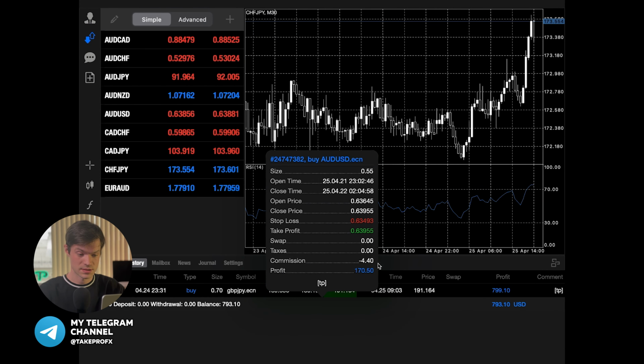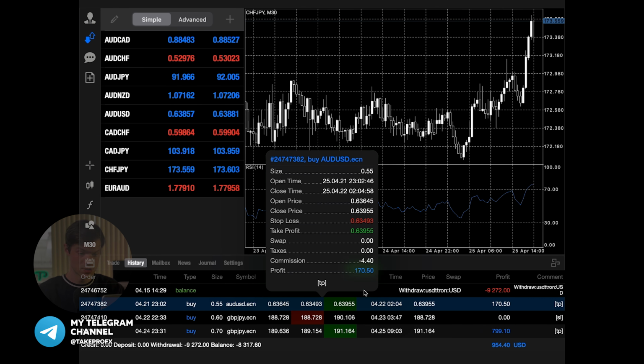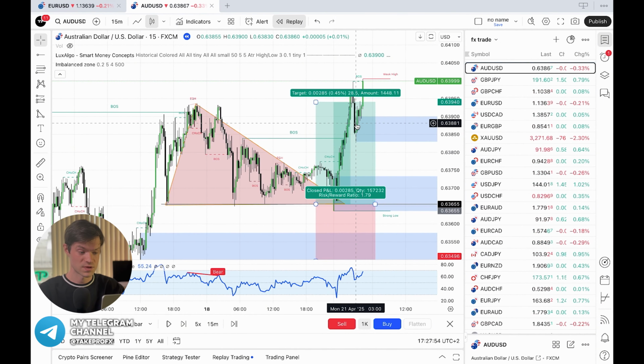So this first trade brought us 170 of profit. Let's look again. Here is the first trade, 170 of profit. So our balance is already 270 and we can work with it more or less.